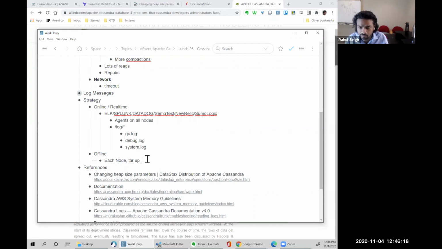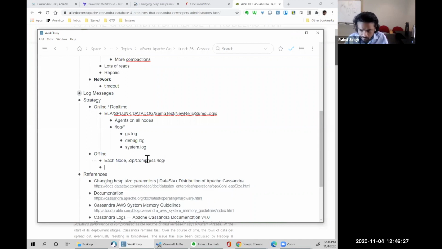Offline, essentially what you end up doing is you go to each node and you tar up or zip up the log directory. It's not slash, by the way. This is wherever your Cassandra is installed, right? It's not /log per se.